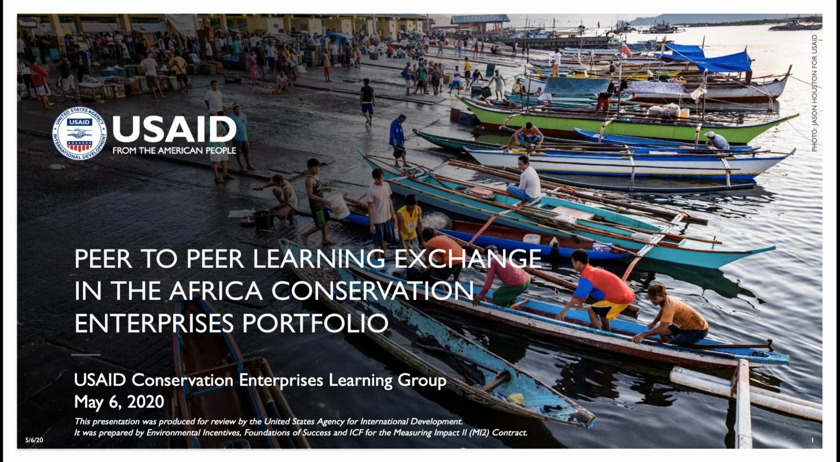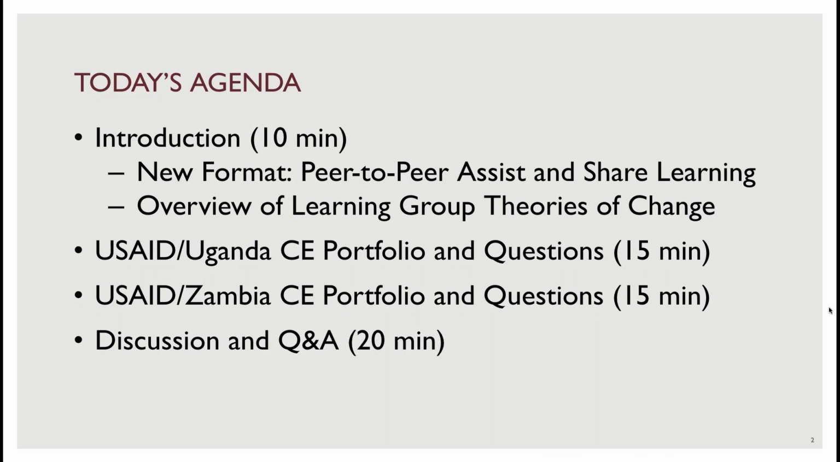If we could go to the next slide, please. This is what our agenda looks like today. We're just going to do a quick introduction and look at our learning group theories of change and talk a little bit about what peer-to-peer assist and share means. Then we're going to focus first on the Uganda portfolio, and then second on the Zambia portfolio, and then have time at the end for questions and discussion. And so that's our plan today.